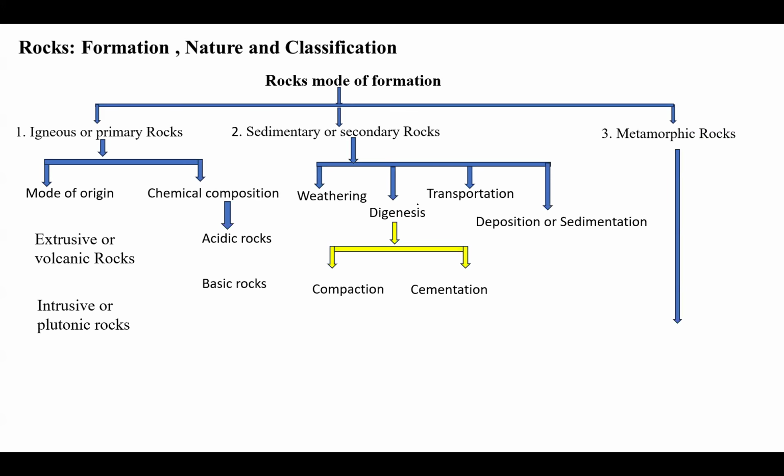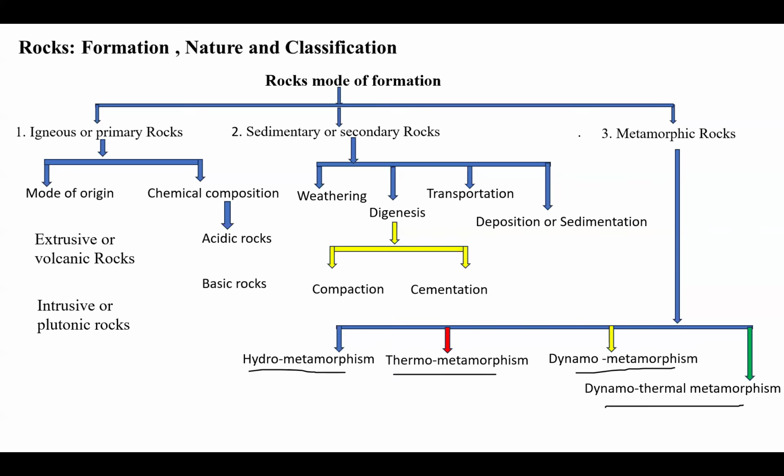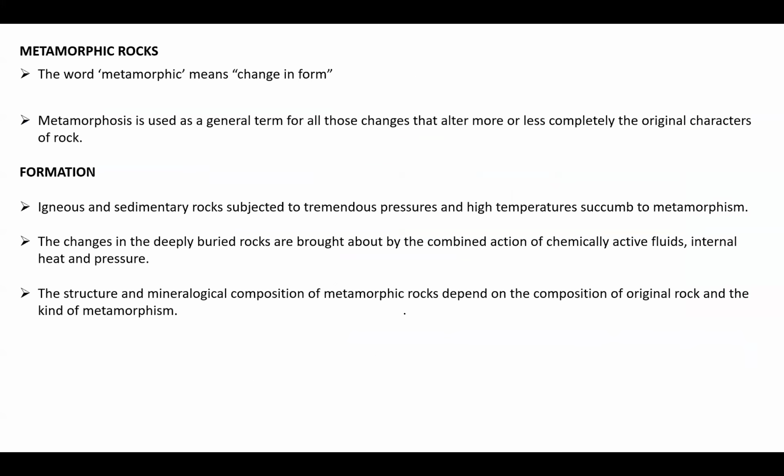Metamorphic rocks are again classified based on how they are formed. They are formed because of hydrometamorphism, thermometamorphism, dynamometamorphism, and dynamothermometamorphism. So these are the four processes involved in the formation of metamorphic rocks. Metamorphic is a change from the preceding rocks; that is called metamorphism. First we'll go through what metamorphism is, followed by these things. Again, there is another classification. We will go through it.